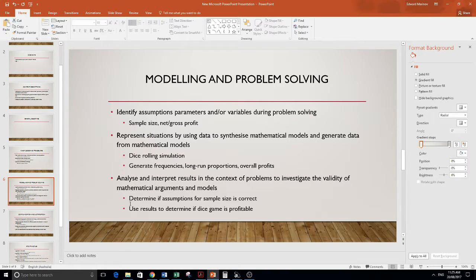Represent situations by using data to synthesize models. So obviously the representation we used was the dice rolling simulation. And from that simulation, we're able to produce our frequencies, long run proportions, and our profits. Analyze and interpret results in the context of the problems to investigate the validity of mathematical arguments. We did that by determining if assumptions for our sample sizes were correct, and also using results to determine if the dice game is profitable.